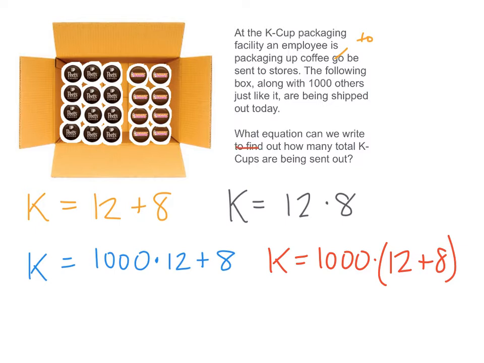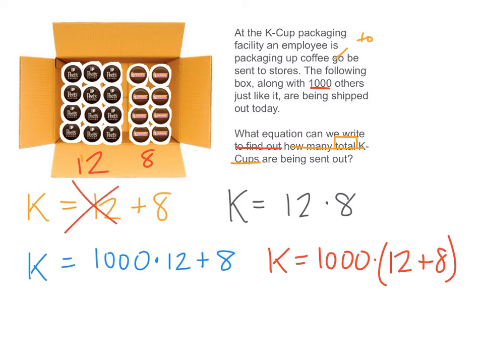Again, we're trying to find out how many total K-Cups are being sent out. So in this box, I'm going to count 1, 2, 3, 4, 5, 6, 7, 8, 9, 10, 11, 12 Peet's. Then from Dunkin', we got 1, 2, 3, 4, 5, 6, 7, 8. So let's see. K equals 12 plus 8. That makes sense, right? Well, it would, but they're sending out 1,000 boxes. K equals 12 plus 8 just tells us how many K-Cups are in that box, so that one's not going to work.